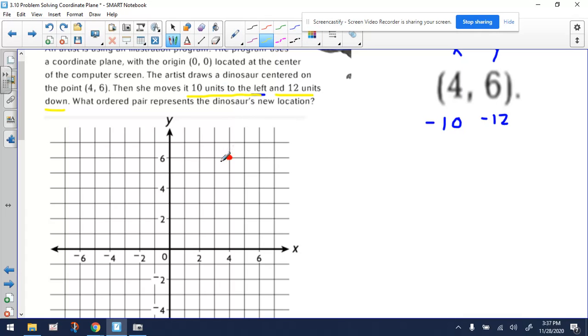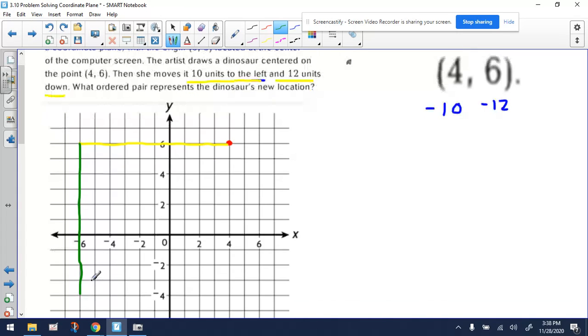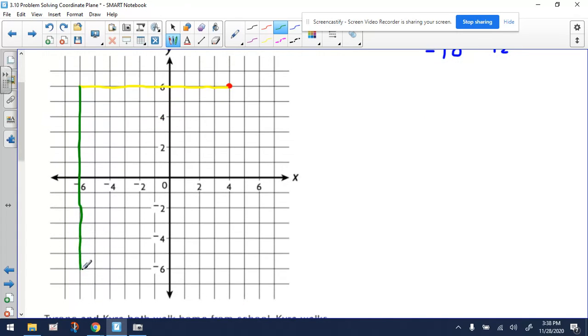Let's try that strategy. 10 units to the left: 1, 2, 3, 4, 5, 6, 7, 8, 9, 10. And then from there, we have to go 12 units down. So that's 1, 2, 3, 4, 5, 6, 7, 8, 9, 10, 11, 12. All right, so there's our new dot. If we had to come up with the ordered pair for that, we're left 6 and we're down 6. So that's negative 6, negative 6.